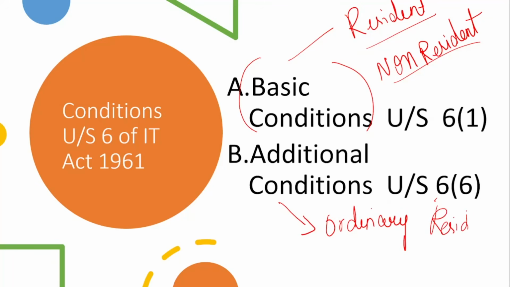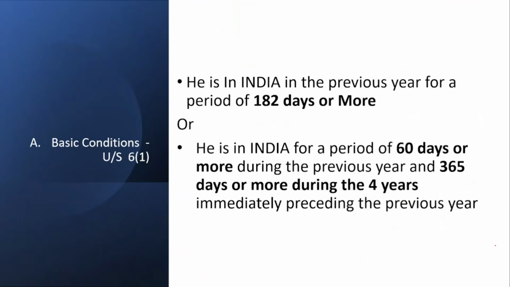By using the additional conditions, we find out whether the person is ordinary resident or not an ordinary resident. The basic conditions, please pay attention. This is very important. Without understanding these two conditions, we cannot solve the residential status problems. For solving the residential status problem, understanding of these basic conditions and additional conditions is very essential.